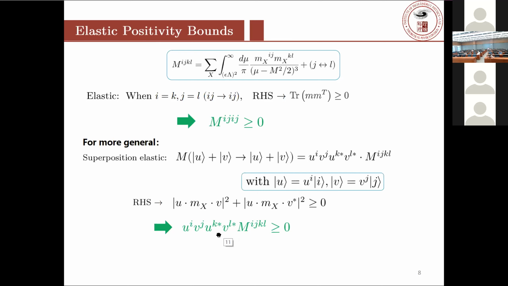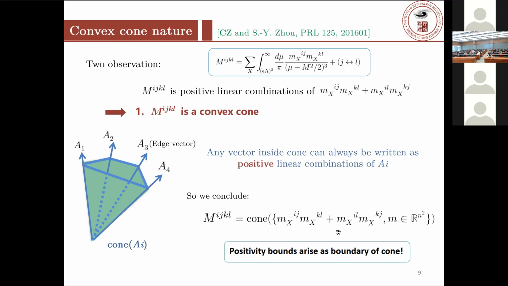To see why I say this, I think we need to go further. If we look at this formula in detail, we can make two observations. Firstly, we know MIJKL should be a positive linear combination of MIJ-MKL plus MIL-MKJ. This statement means that MIJKL is a convex cone.